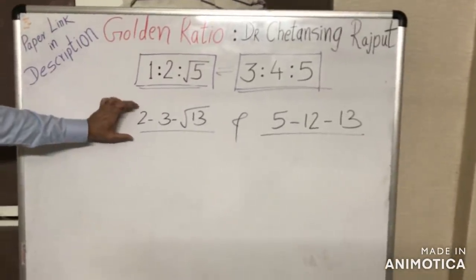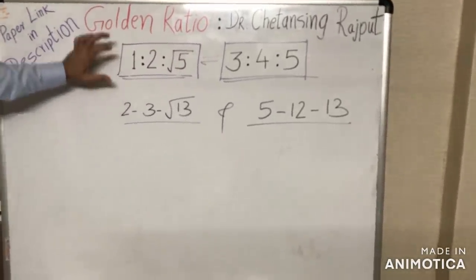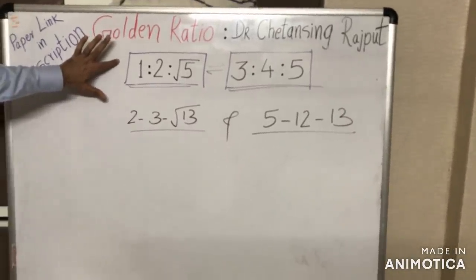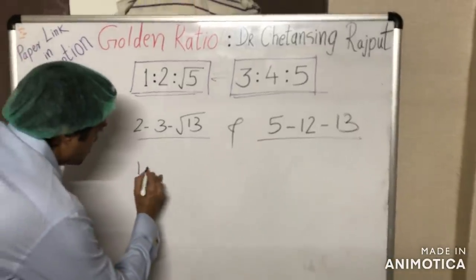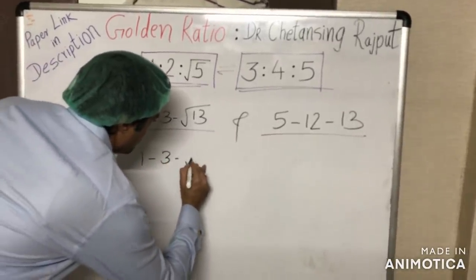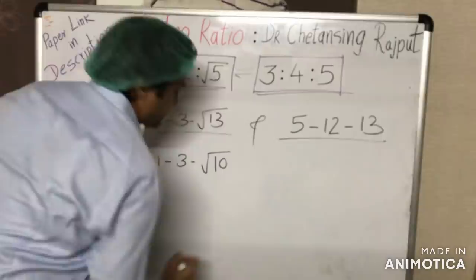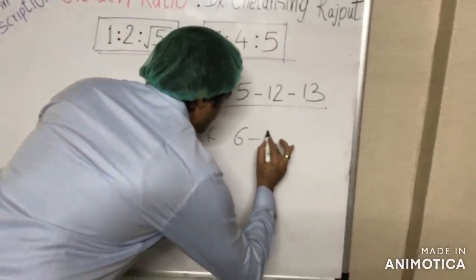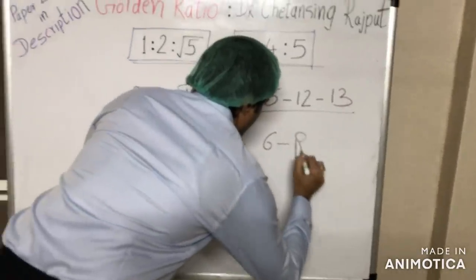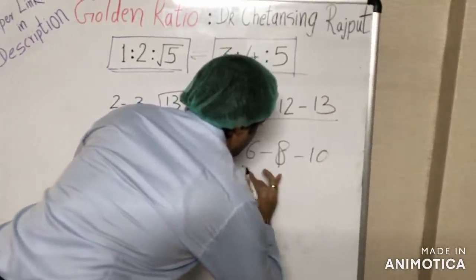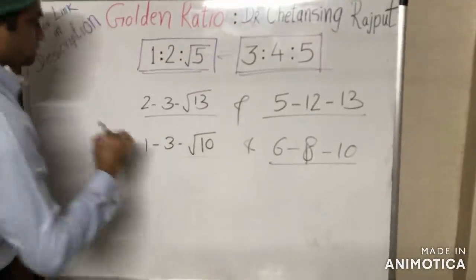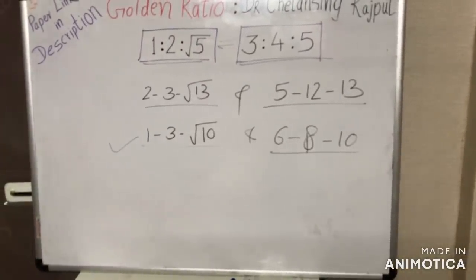This couple of right triangles are also formed on the same principle as our classical triangles. Another example: the 1, 3, root 10 triangle and the 6, 8, 10 Pythagorean triple. This couple of triangles is also formed on the same principle.